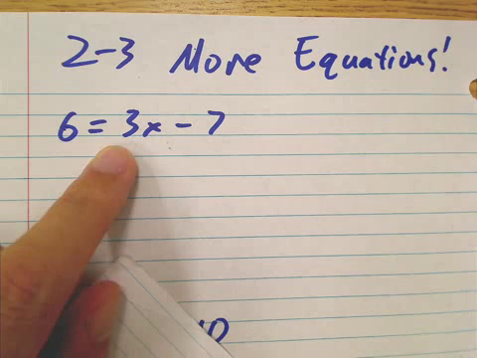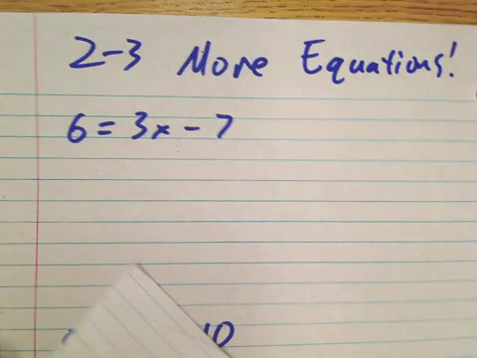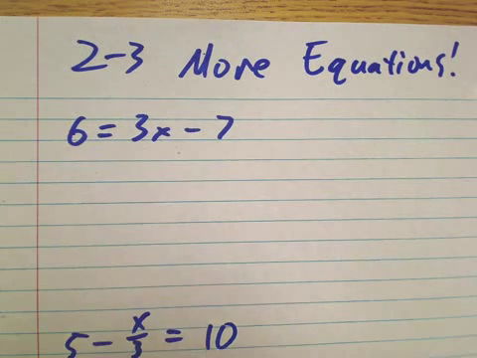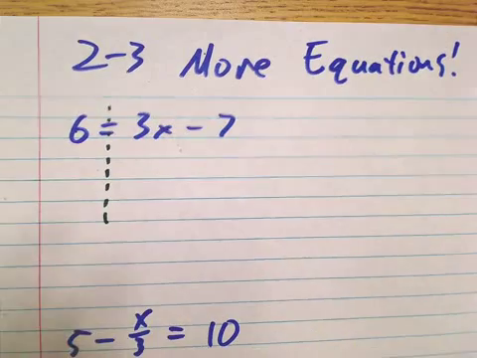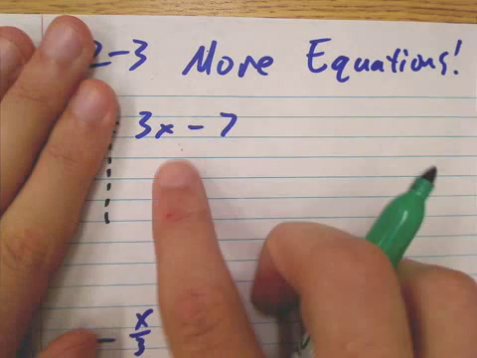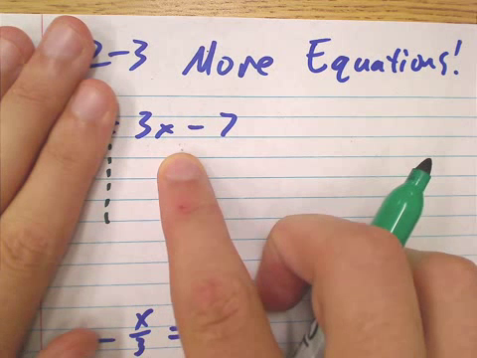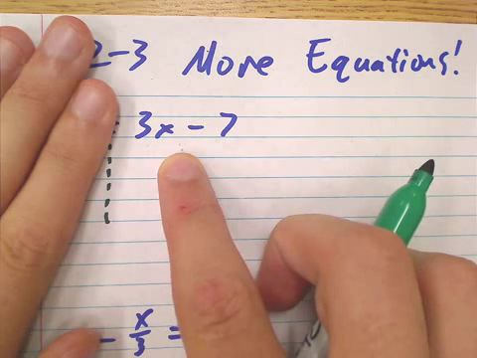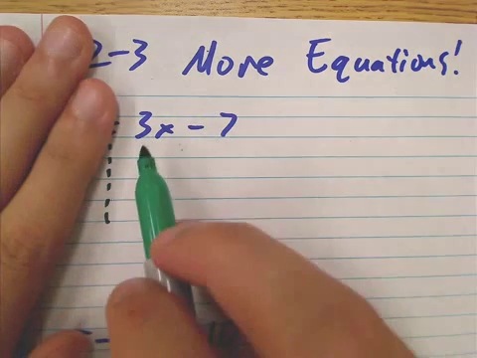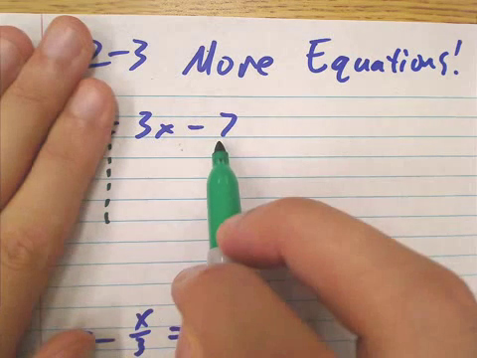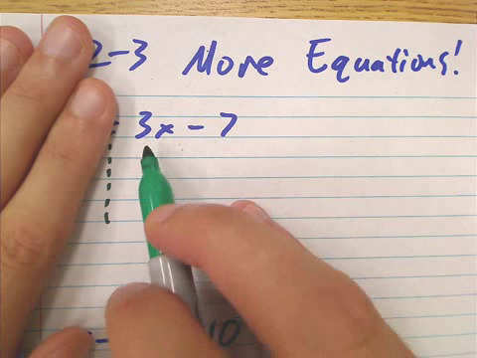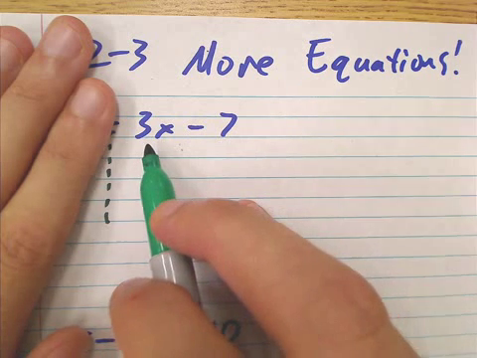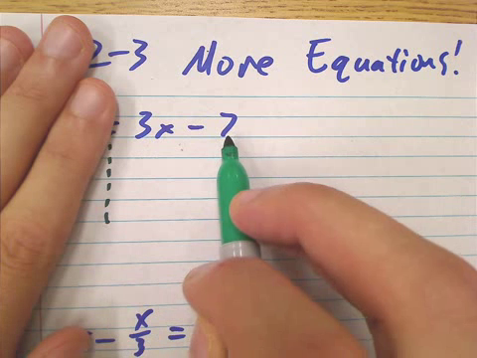So this first equation here, 6 is equal to 3x minus 7. Well, you always want to focus on the side with the x. So I'll take my little green, make a line there, and then look at just the side with the x in it, and I see 3x minus 7. Okay? Well, when you have 3x and minus 7, you have two things to get rid of. You will need to divide by 3, and you need to add 7. This means 3 times x, so the opposite of times is divide by 3. This is minus 7, so the opposite is plus 7.